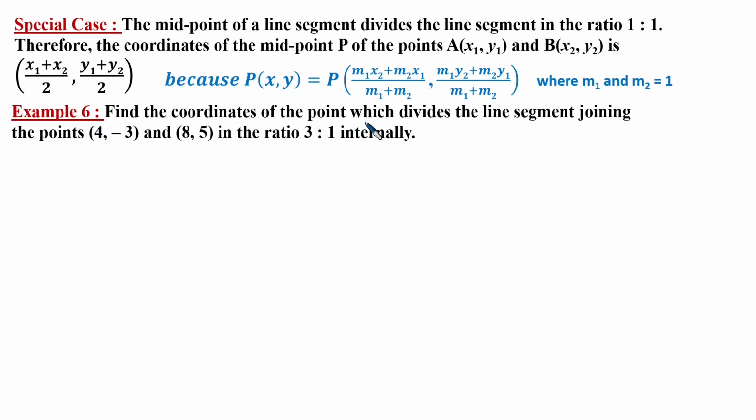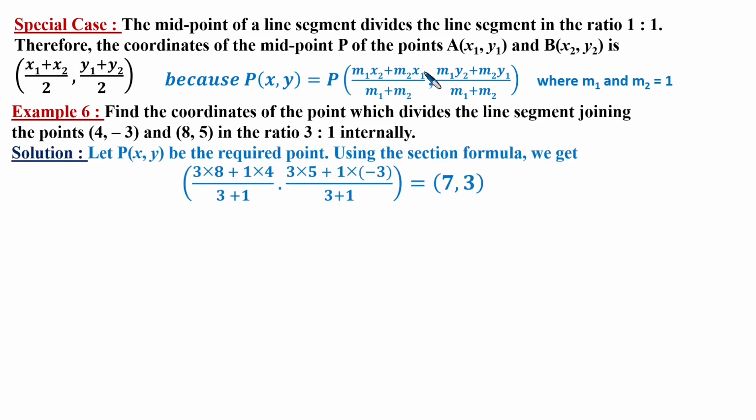Example 6, find the coordinate of the point which divides the line segment joining the points this and this in the ratio of 3:1 internally. So I can use this formula. Let us say P is that point and we have to find this x and y. So I use this formula, that is m1 is 3. So 3 into x2 is 8. So m1 into x2 plus m2, m2 is your 1 into x1. This is x1, this is y1, this is x2, this is y2. So use this formula and you will get 7, 3. So the point P will be 7, 3, which will divide the line in the ratio 3:1.